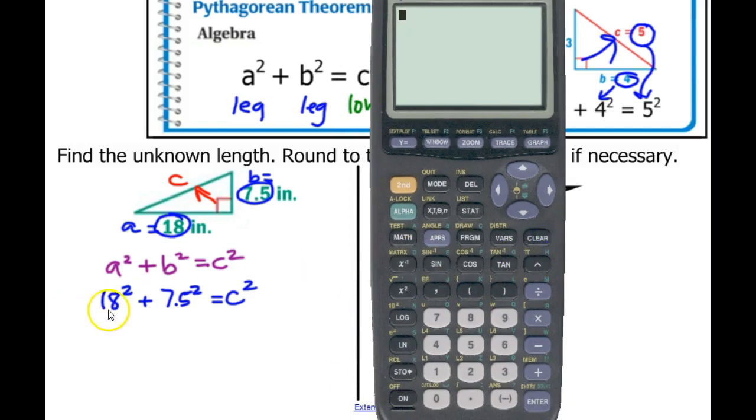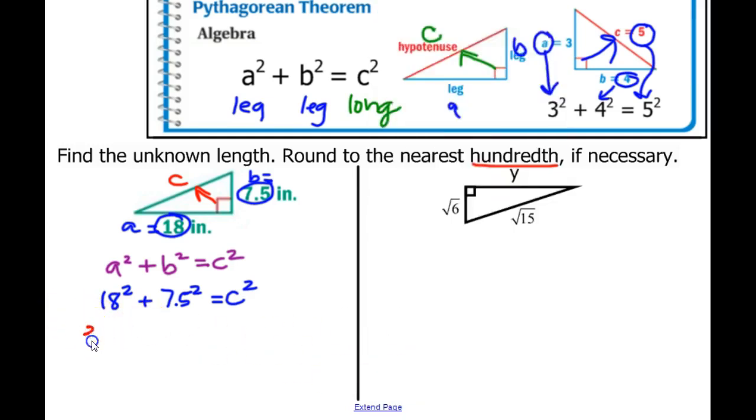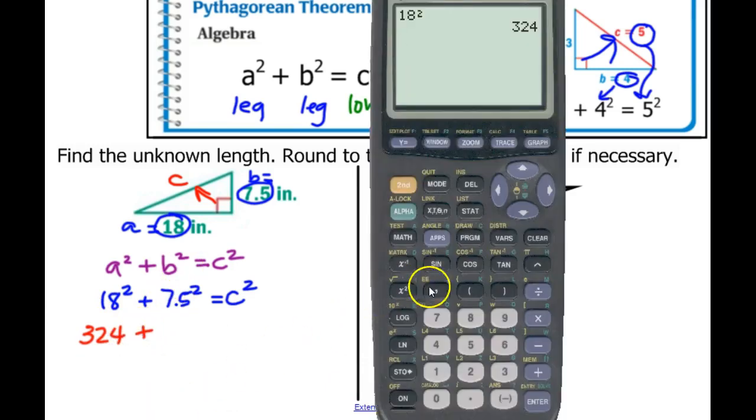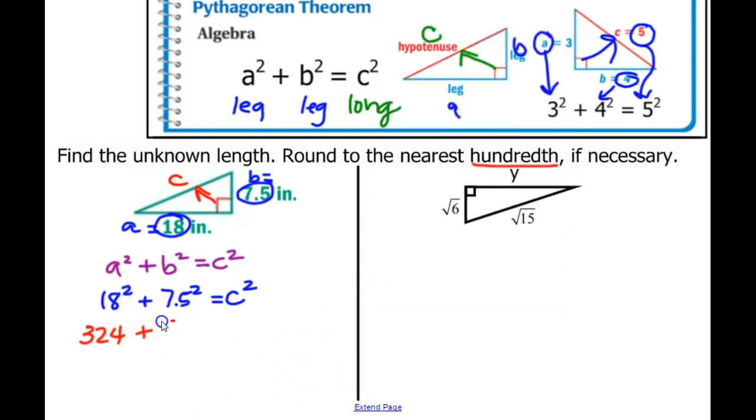Oops, clear. So I can simplify 18 squared. So 1, 8. Now you can push the x squared button to get to the power of 2, or you can use this button here to be to the power of 2. So it's 324 plus 7.5 squared. So 7.5 to the power of 2 gives me 56.25, all equal to c squared.